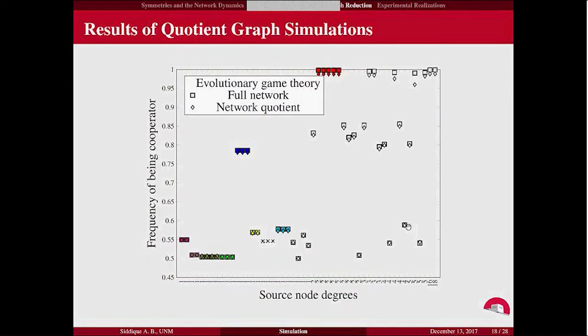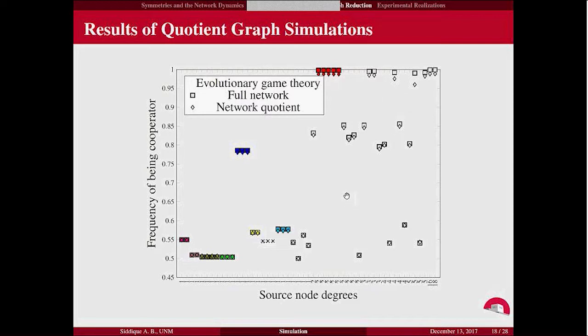And then we presented the results. I'd like to describe them here. The squares represent the frequency of nodes being cooperative, and the diamonds show the frequency of the nodes being in the cooperative state in the quotient network. We see very good agreement between them.